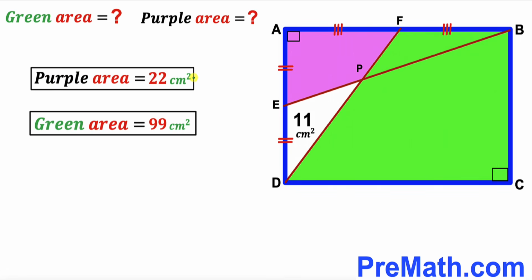So after all the calculations and manipulations, our purple area turns out to be 22 centimeters square, and the area of this green shaded trapezoid is 99 centimeters square. In other words, this purple shaded region area is 22 centimeters square, and this green shaded area is 99 centimeters square. And that's our final answer.